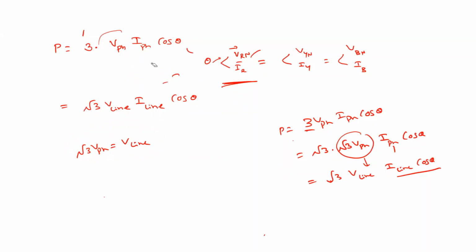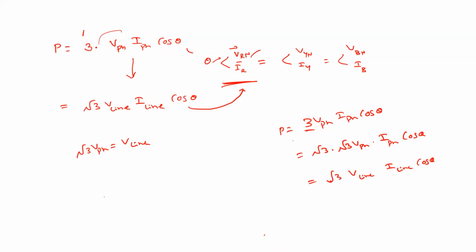See here, just a simple thing, right? So this can be written as, we have the relationship root 3 times V phase is V line. So if you want to express in terms of line voltages, this is the one. Agree? Yes, sir. Okay. So next, the angle is still the same.